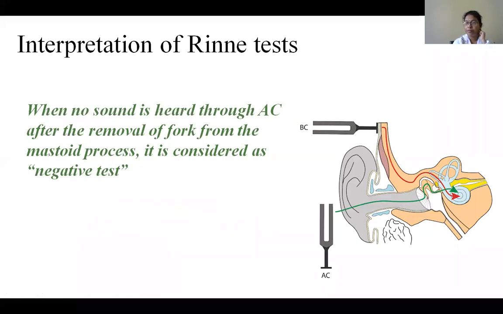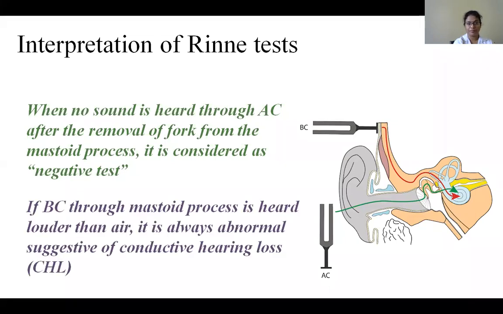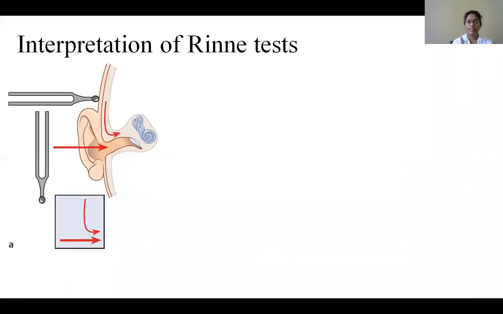It means you have kept the tuning fork over here, and through bone conduction he has indicated that the sound is no longer heard. And when you place the tuning fork in front of the ear canal, he cannot hear the sound through air conduction. It means here air conduction is not more than bone conduction, so Rennie's is negative, which is abnormal. If the bone conduction through the mastoid process is heard louder than air, it is always abnormal, which is suggestive of conductive hearing loss.